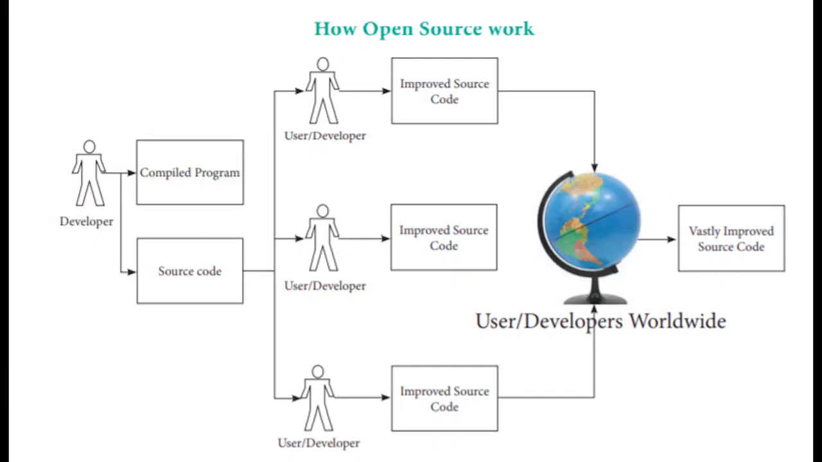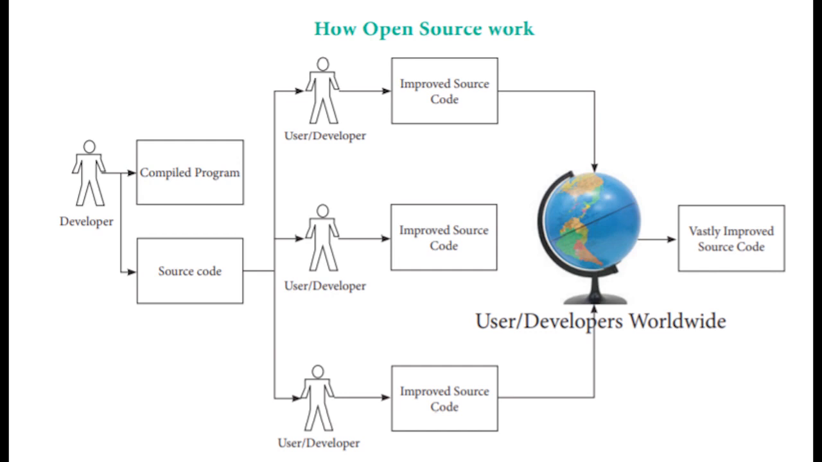Here a developer is there. The developer will have the source code or the compiled programs, right? And that source code will be developed by a developer, or a user will be using that, right? Each user or developer will have an improved source code, right?